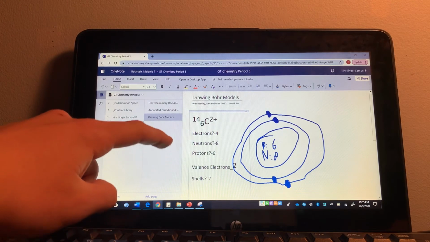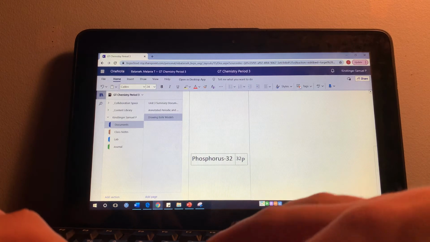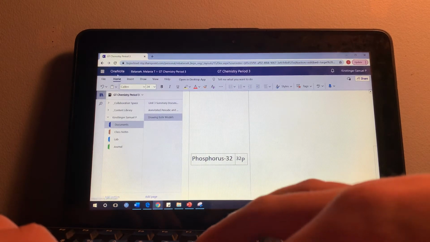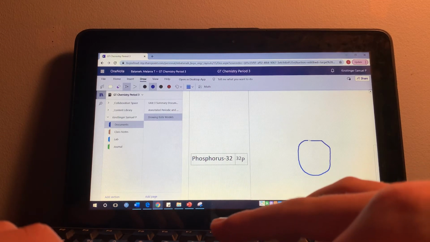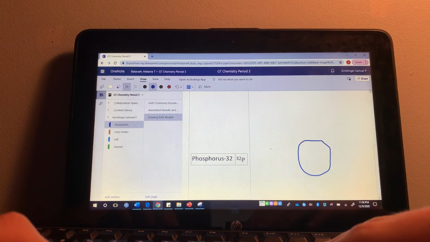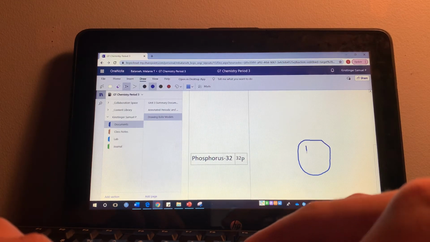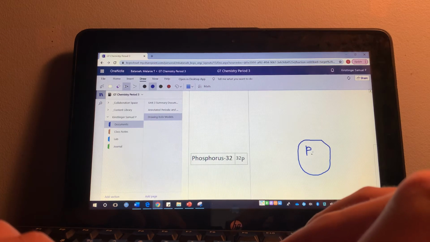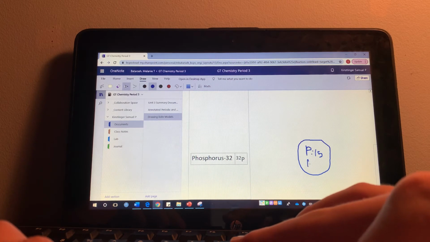Now let's go down and do another one. Now, phosphorus 32. Now we have phosphorus 32. First, we know we want to draw our first ring. Phosphorus 32 means it's going to have a mass number of 32, which is protons plus neutrons. We know phosphorus is atomic number 15, so we're going to draw P 15, and 15 plus 17 is 32.